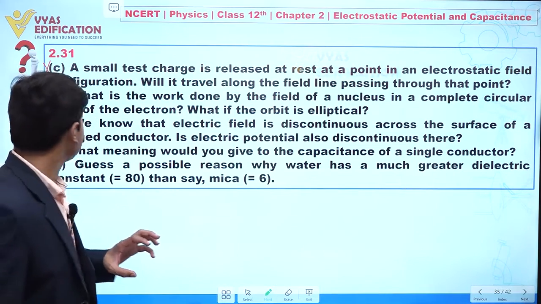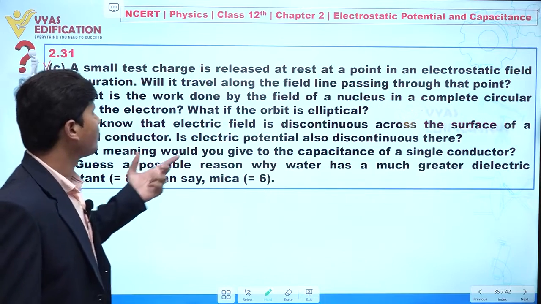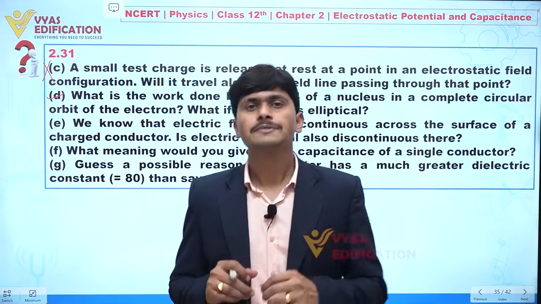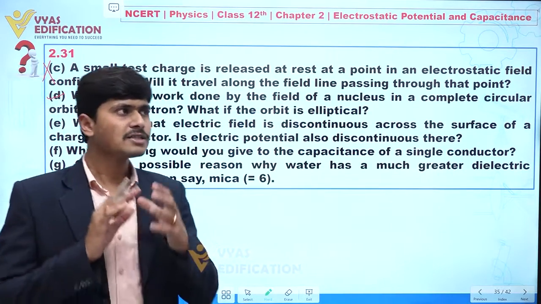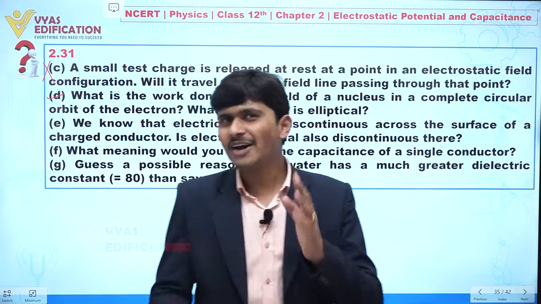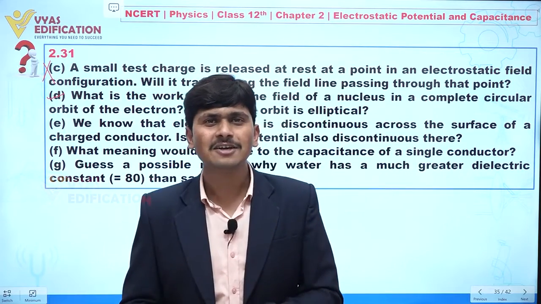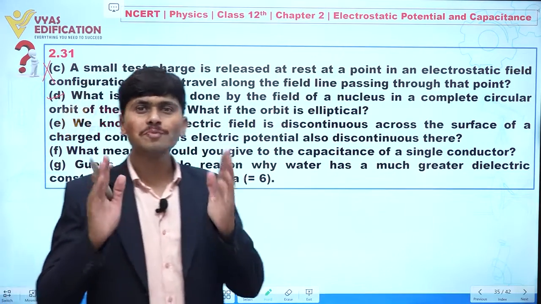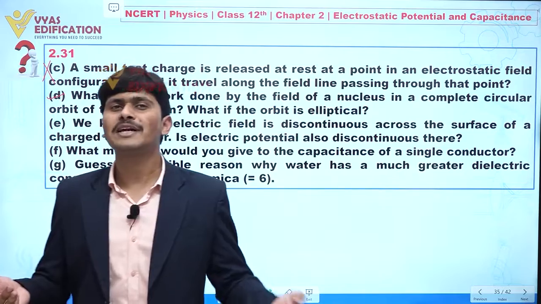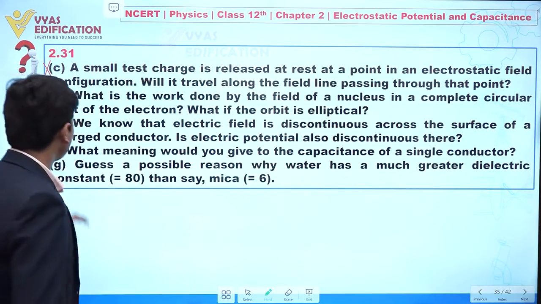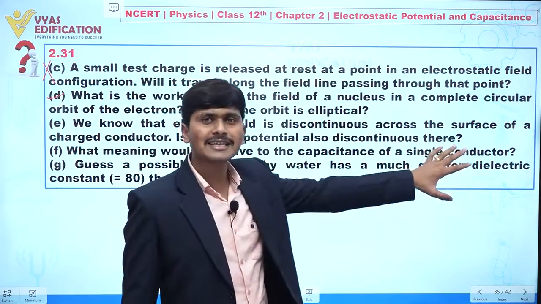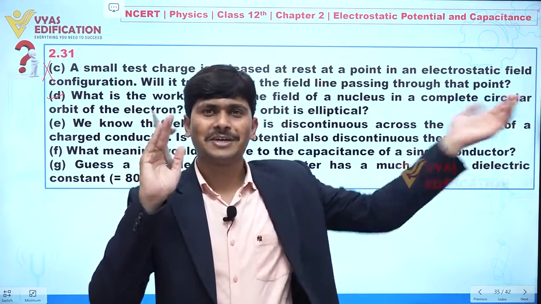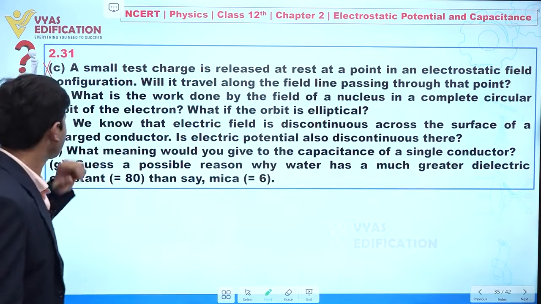Now we are going to discuss part number F. What meaning would you give to the capacitance of a single conductor? If we talk about a single conductor, let's suppose we have one plate and this is a single conductor, but we are talking about capacitance. For capacitance we need at least two plates. Yes or no? So we can assume one plate at infinity. Clear? So whenever a single conductor is given, it means one plate is situated at this position and another plate is situated at infinity. Clear to you? So this is all about this question.